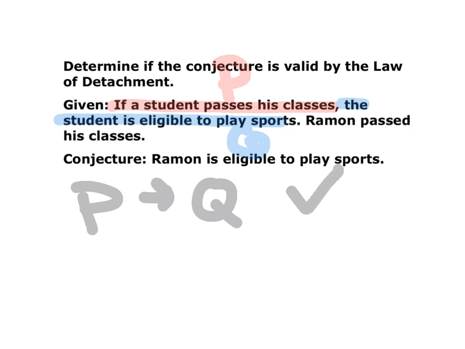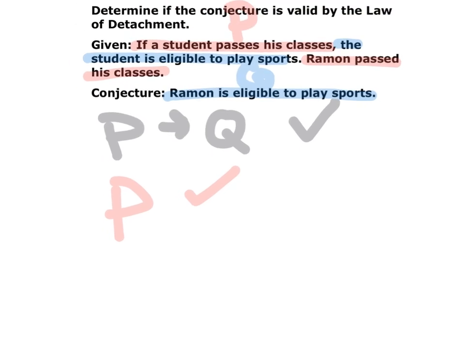That's true. Raymond passed his classes. Is that proving which one's true, P or Q? P. Because if a student passes his classes, Raymond passed his classes, so therefore P is true. So would Raymond be eligible to play sports? Is that a valid statement? Yes. So therefore this conjecture is valid.